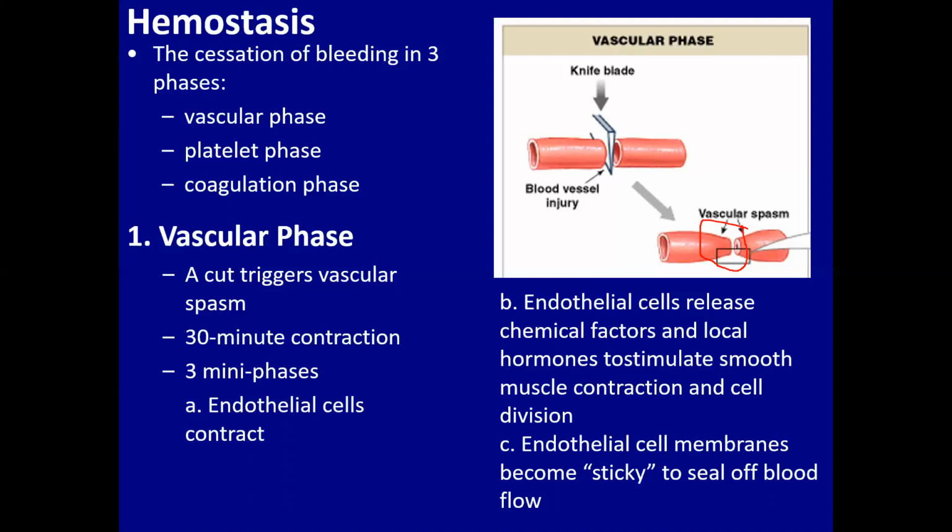It occurs in 3 mini phases, this vascular phase. The endothelial cells, which are the cells that make up the vessel, are going to contract. The second thing that they're going to do is they're going to release chemicals that are going to be chemical calls, and they're going to release local hormones. And both of these are going to stimulate muscle contraction, because remember, in your vessels you have smooth muscle, and they're also going to stimulate cell division. The third part of this mini phase is that those cells become sticky. And when that happens, they seal off blood flow.